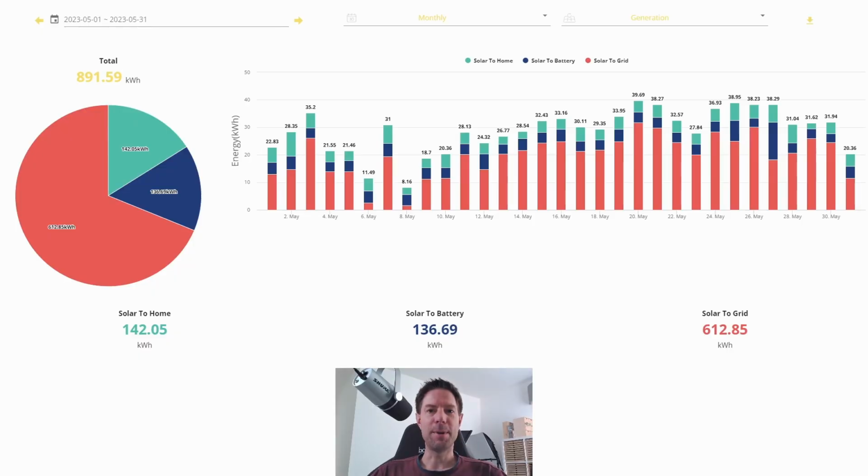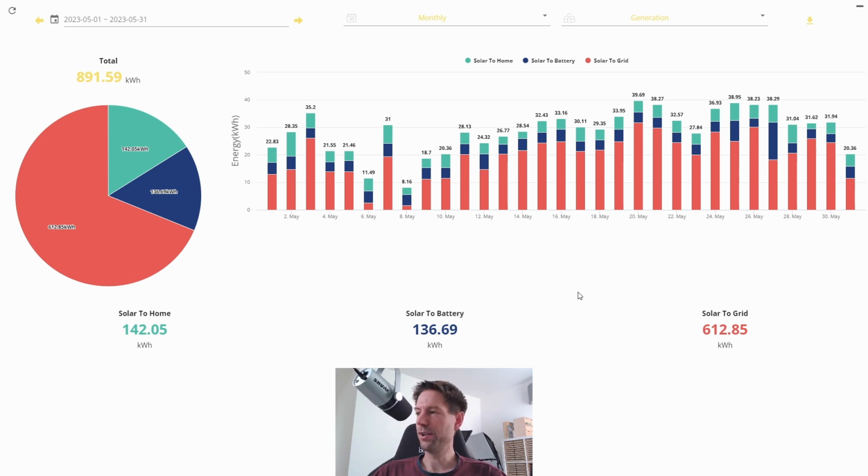Like many other people, I think May was a very good month for generation. My total was just shy of 900 kilowatt hours. I had 891.6 kilowatt hours, mostly towards the second half of the month, as you can see. So this is the GivEnergy web portal, by the way, and I'm just showing you the charts that they display to give you an idea of the sort of data you get access to with the GivEnergy system.